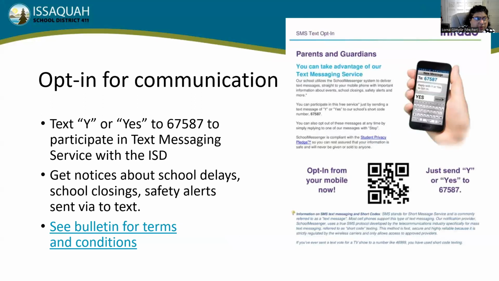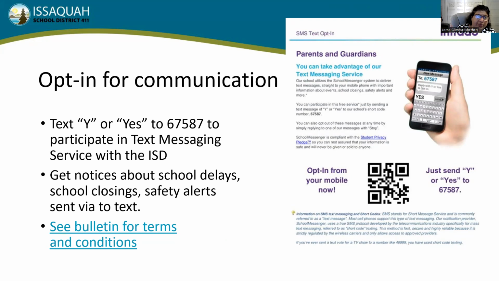So I talked about the opt-in communication. Right here, if you have your mobile phone, you can do it now, or when I email it to you, if you complete the feedback form and I email this to you, please sign up for a text-in option. This way, the school can text you important messages.